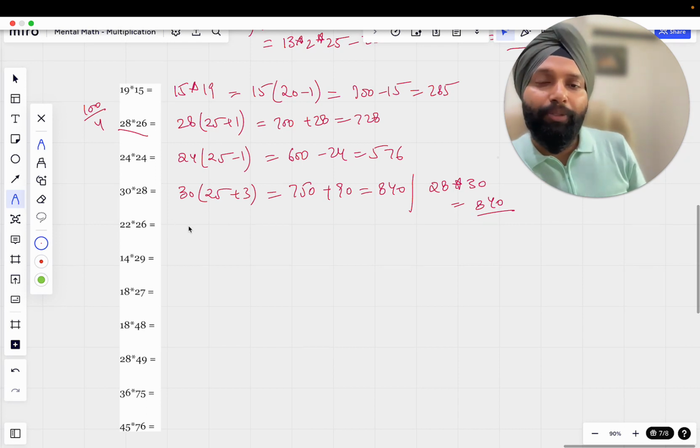Now 22 into 26. So again, one way is 22 into 25 plus 1.